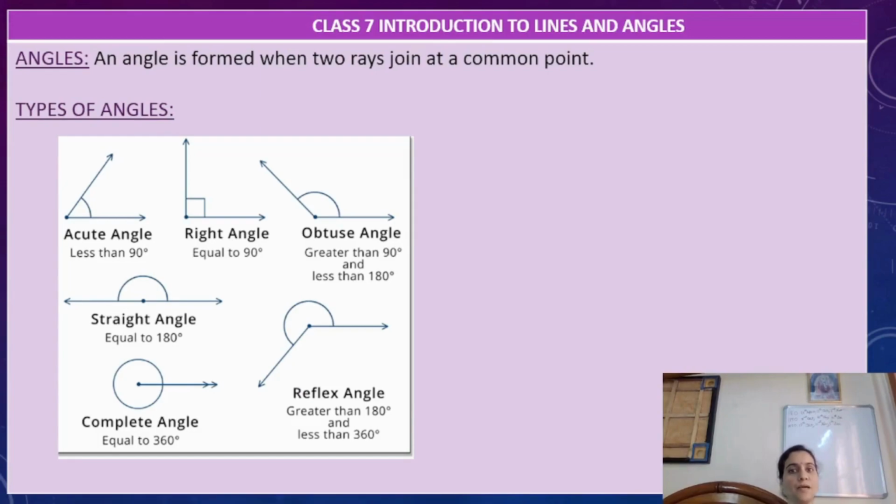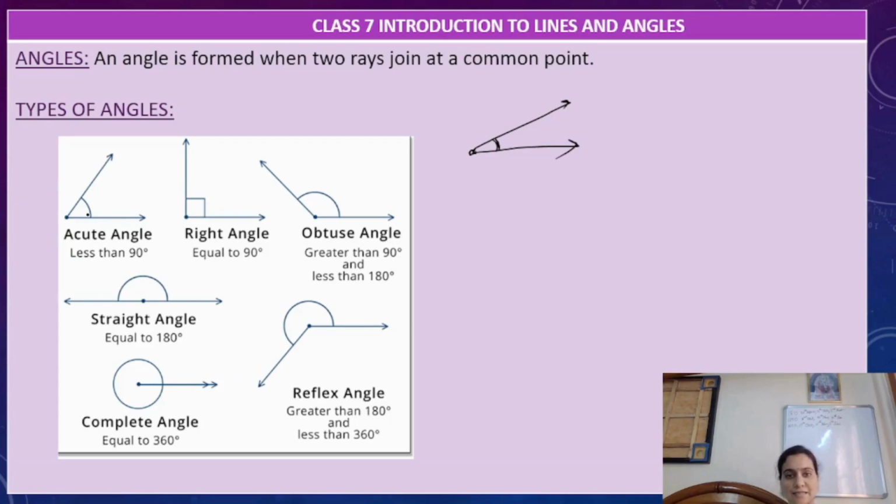Now let's have a look at angles. An angle is formed by two rays when they join at a common point. When two rays which start from a common point intersect, they form an angle, right? This is the angle in between the two rays. So let's see what types of angles there are. We have already learnt it before also, from grade 5.